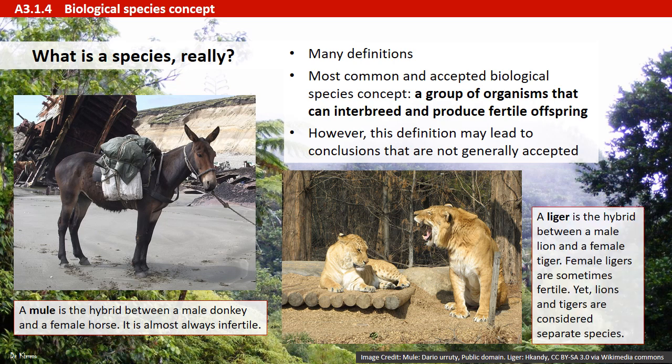A liger is the hybrid between a male lion and a female tiger. Female ligers are sometimes fertile. Still, we don't consider lions and tigers as belonging to the same species. We see them as separate species, although they can in some cases have fertile offspring.